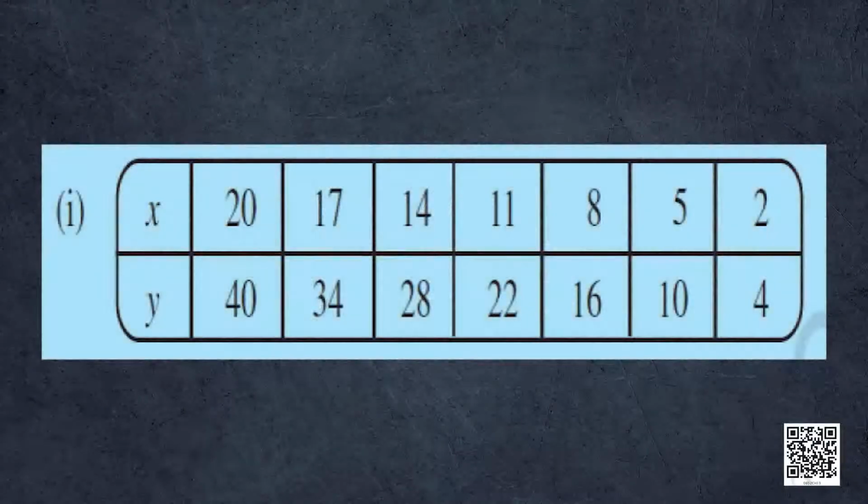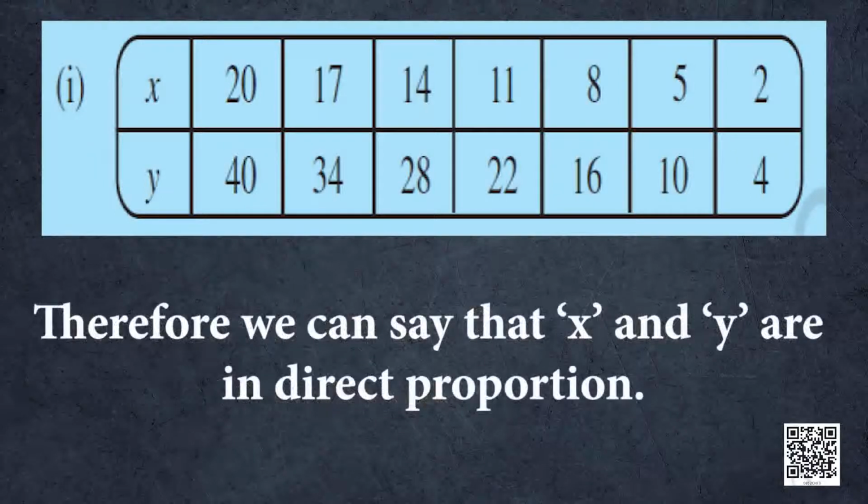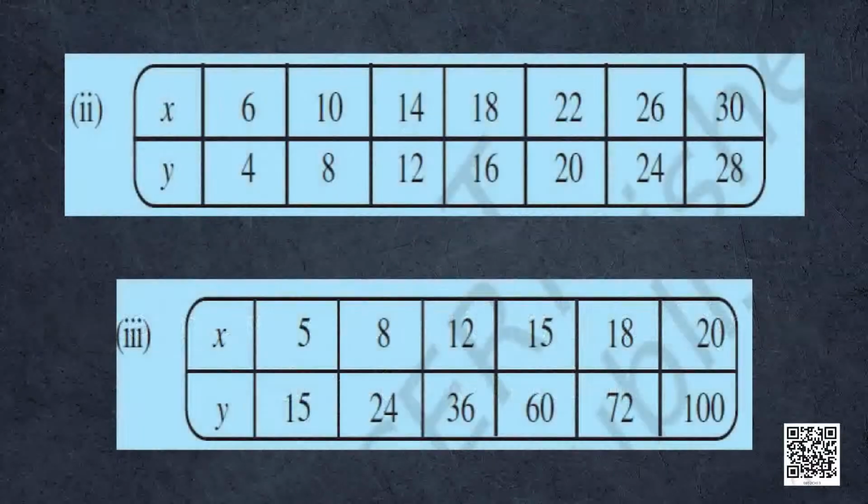Good. What can we see here? The values of x by y is 1 by 2 in all the cases. That is, x by y is a constant. Therefore, we can say that x and y are in direct proportion. In the same way, try to find whether x and y are in direct proportion in the following examples also.